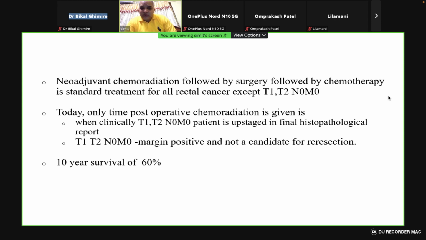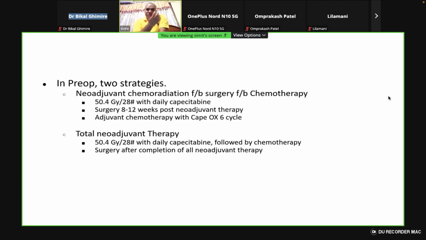So in today's date, the only time post-operative chemoradiation is given is when a clinically T1, T2, N0 patient is upstaged in pathological staging, or T1, T2, N0 with margin positive. So adjuvant radiotherapy is rarely used in rectal cancer and it's all neoadjuvant chemoradiation. And with this method, we have excellent survival of around 60%.